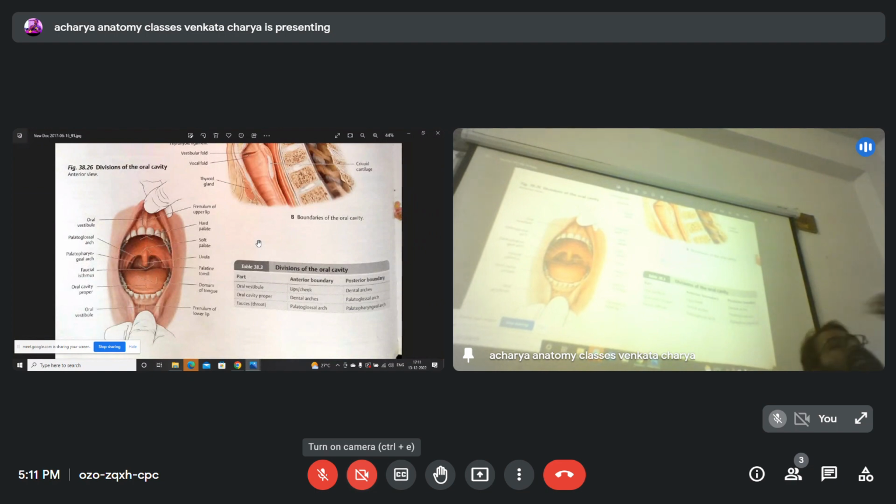All muscles of the tongue, write down. Number one, all muscles of the tongue are supplied by the hypoglossal nerve. The hypoglossal nerve is the 12th cranial nerve. The 12th cranial nerve supplies all the muscles of the tongue except one muscle, the palatoglossus. Are you getting it?